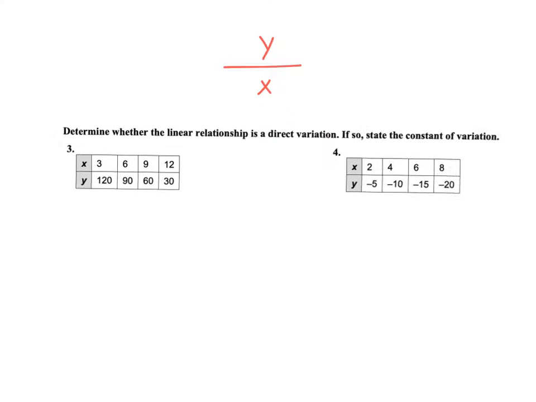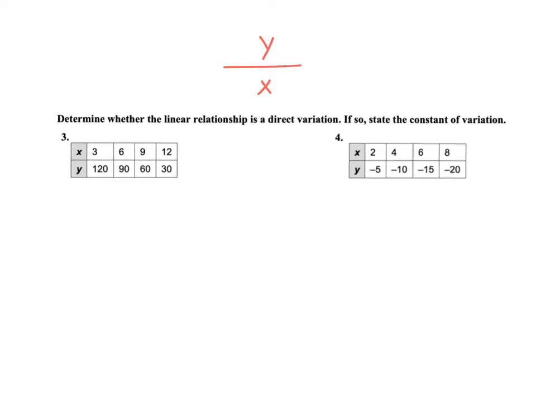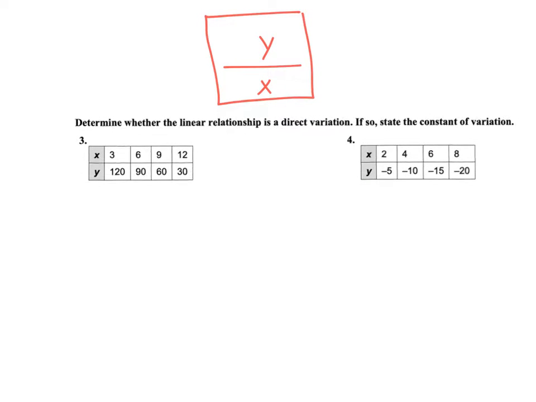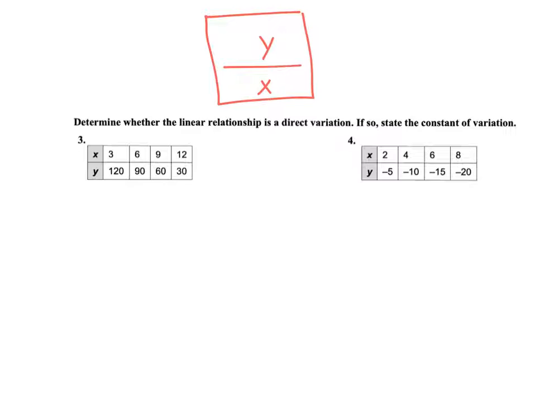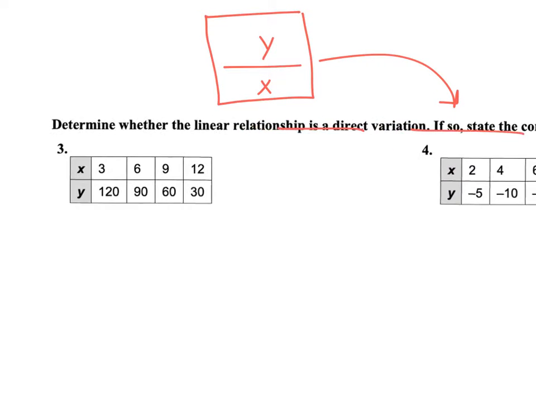So let's go ahead and check this out. Again, if I divide all of my y values by my x values, and those equal the same thing, then it's proportional. It says determine whether the linear relationship is a direct variation. That means if it's proportional. If so, state the constant of variation, meaning what is your y divided by x for each value. So let's look at example 3.